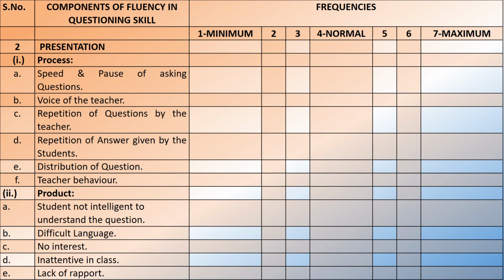The next 3 columns will consist of frequencies indicating minimum, normal, and maximum. 1 or 2 frequencies will be the minimum, 3, 4, 5 will be the normal, and 6, 7 will be marked as maximum.